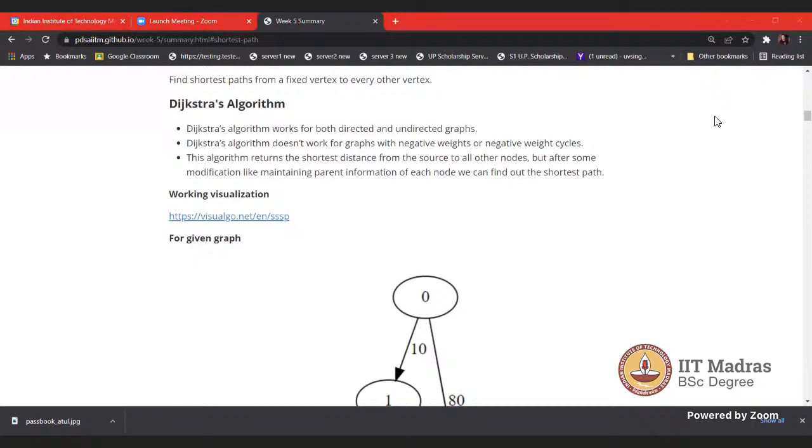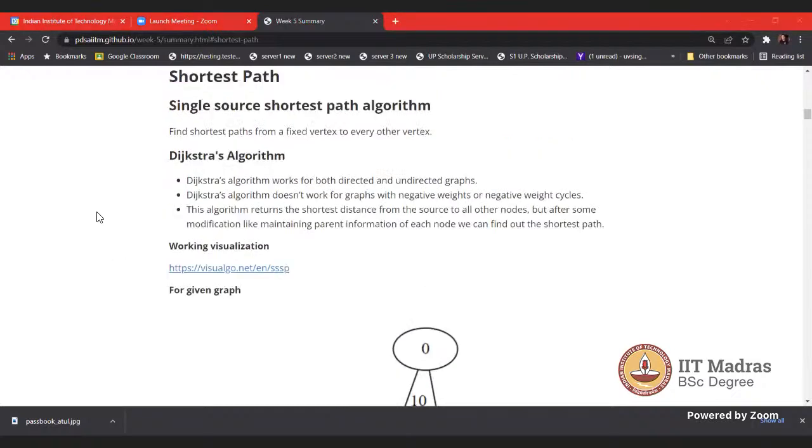So the first algorithm is Dijkstra's algorithm. Dijkstra's algorithm is basically used to find the shortest path from any given source to all other vertices. Okay, so Dijkstra's algorithm returns the shortest path from any given source to all other vertices in the graph. Some properties are there for Dijkstra's algorithm.